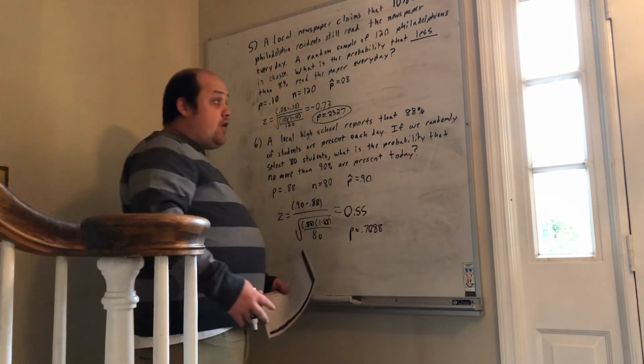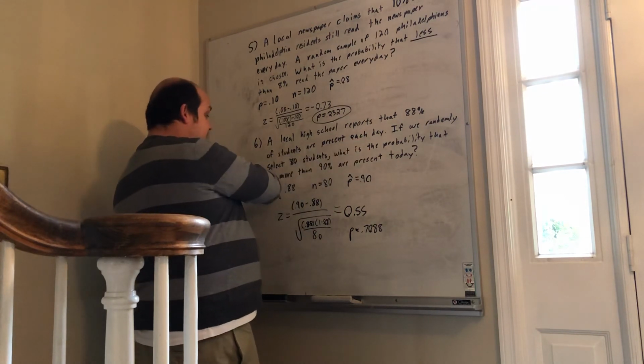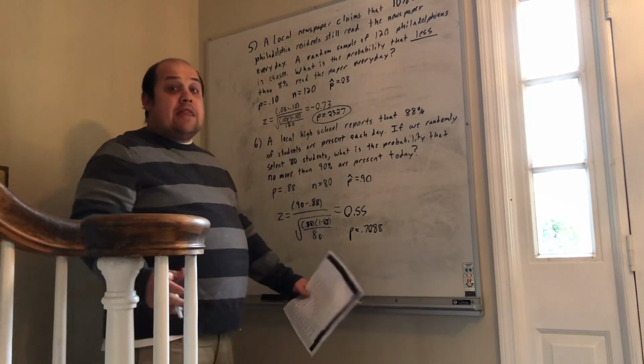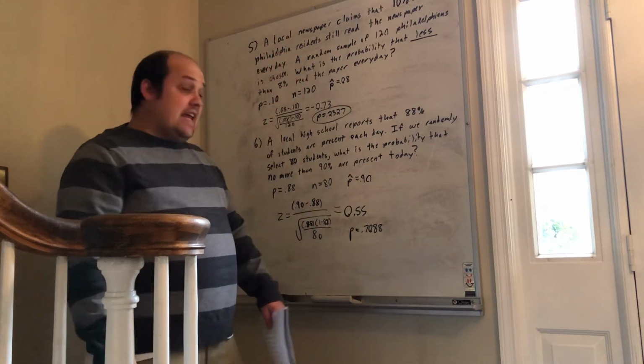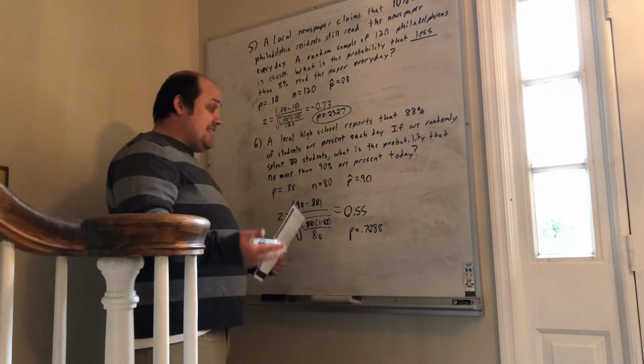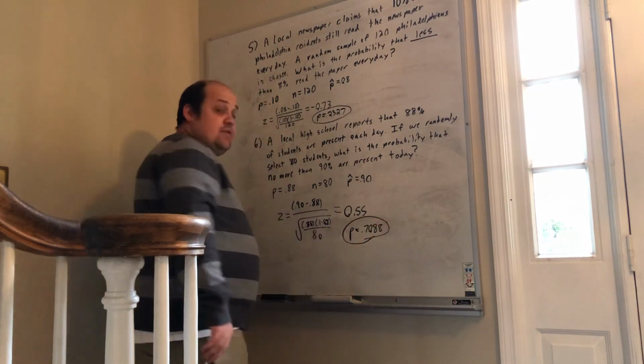I don't love the wording of this question because it says, what's the probability that no more than? I'd rather them just use more than, less than, but I'm trying to mimic the way it's going to be asked on Cengage. No more than is the same thing as less than. So in this case, I just use the table value.